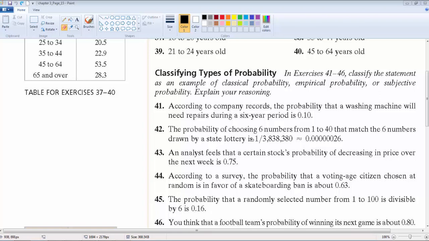The probability of choosing 6 numbers from 1 to 40 that match the 6 numbers drawn by the state lottery is 1 in 3,838,380. This is based on classical probability. An experiment was not performed. This is simply calculated by the number of possible outcomes.